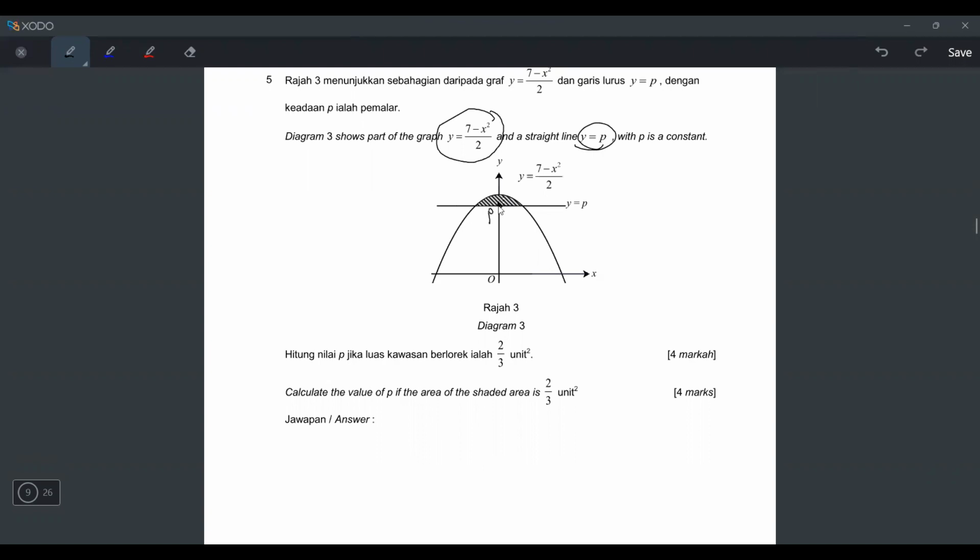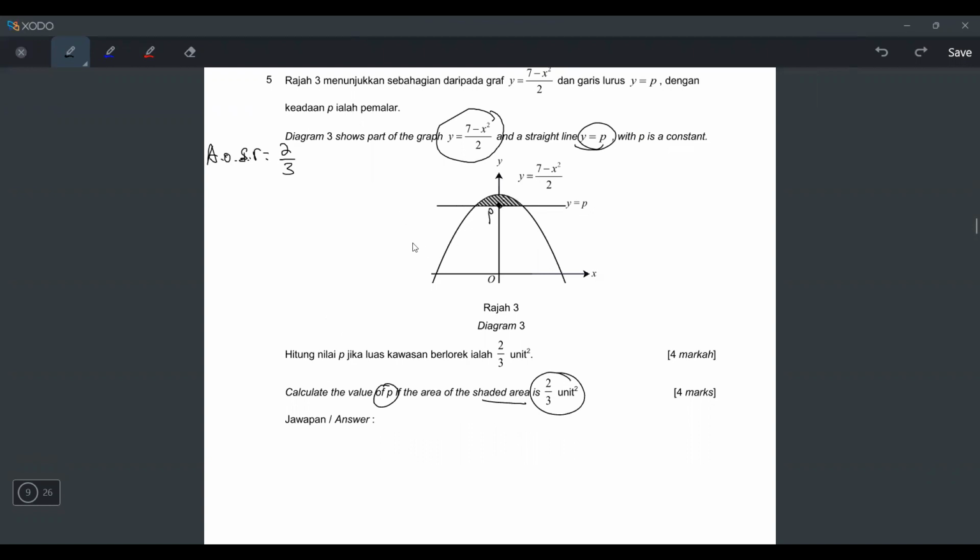I think we can all agree that this is p, with p a constant. And then they say calculate the value of p if the area of the shaded region is 2 over 3. So the area of the shaded region is equal to 2 over 3, right? So we can see that the shaded region is like this, okay?